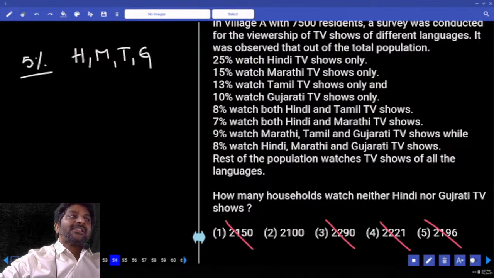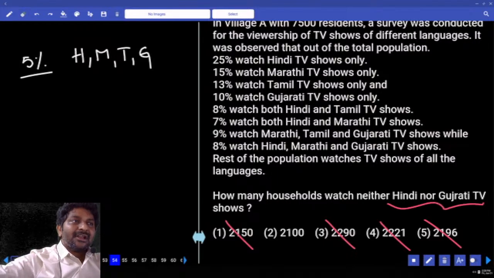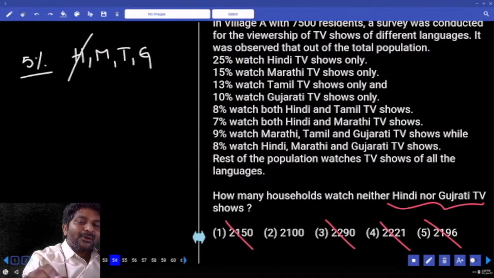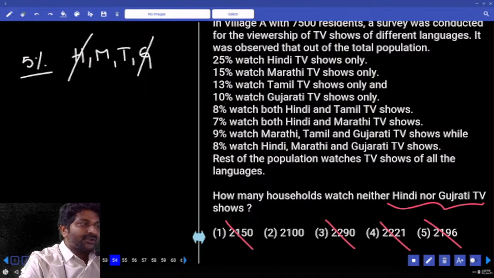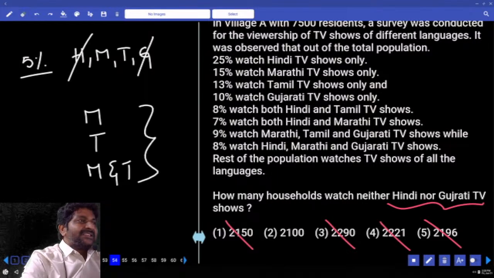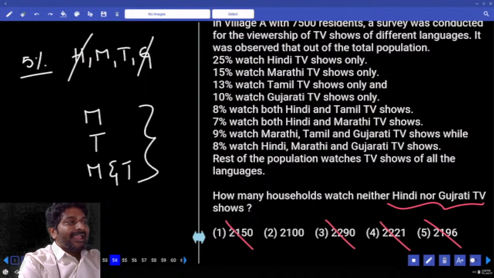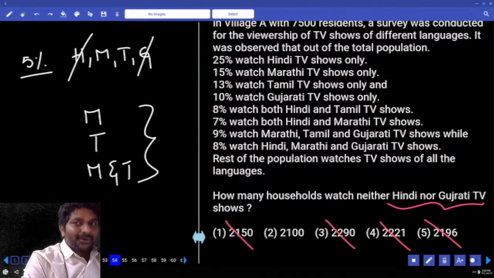Neither Hindi nor Gujarati. To answer this question, how many languages do we have? Out of 4, you are not supposed to get Hindi and Gujarati. Right. Leaving Hindi and Gujarati, how many are there? 2. What are they? Marathi and Tamil. So to answer this question, you should consider 3 categories: only Marathi, only Tamil, only Marathi and Tamil. Except these 3 combinations, the rest will have either Hindi or Gujarati or both. Understood? You should count only 3.